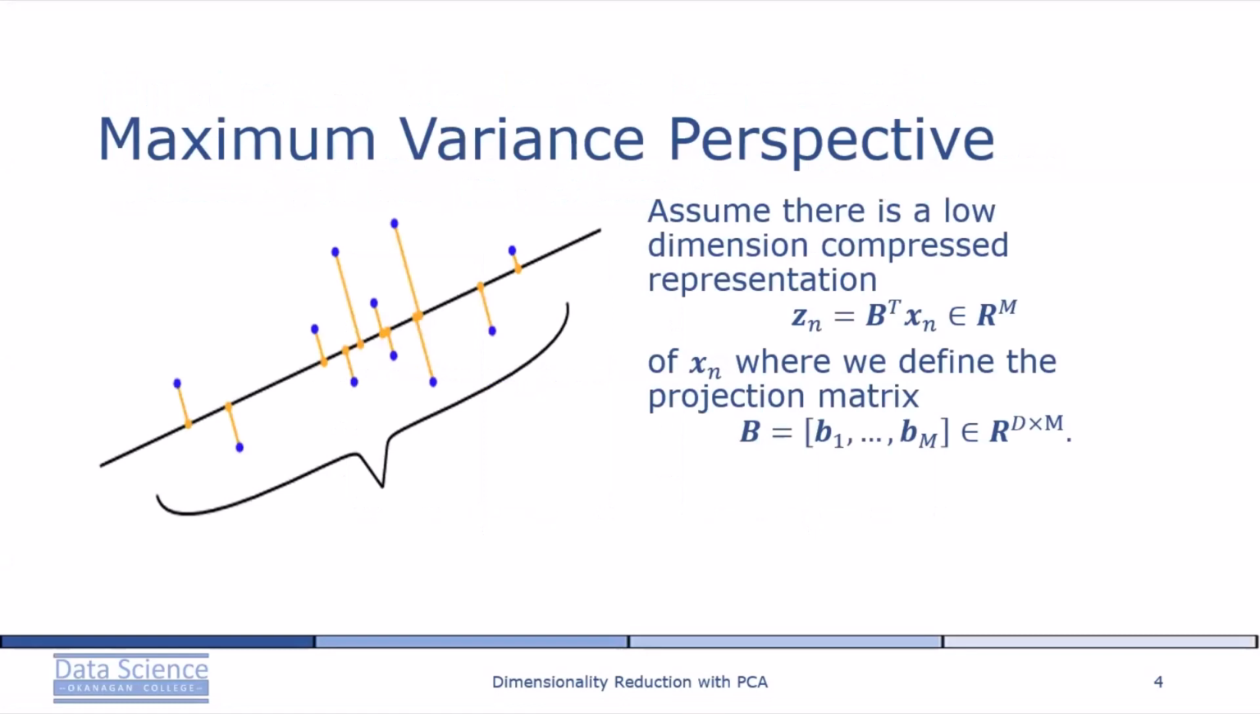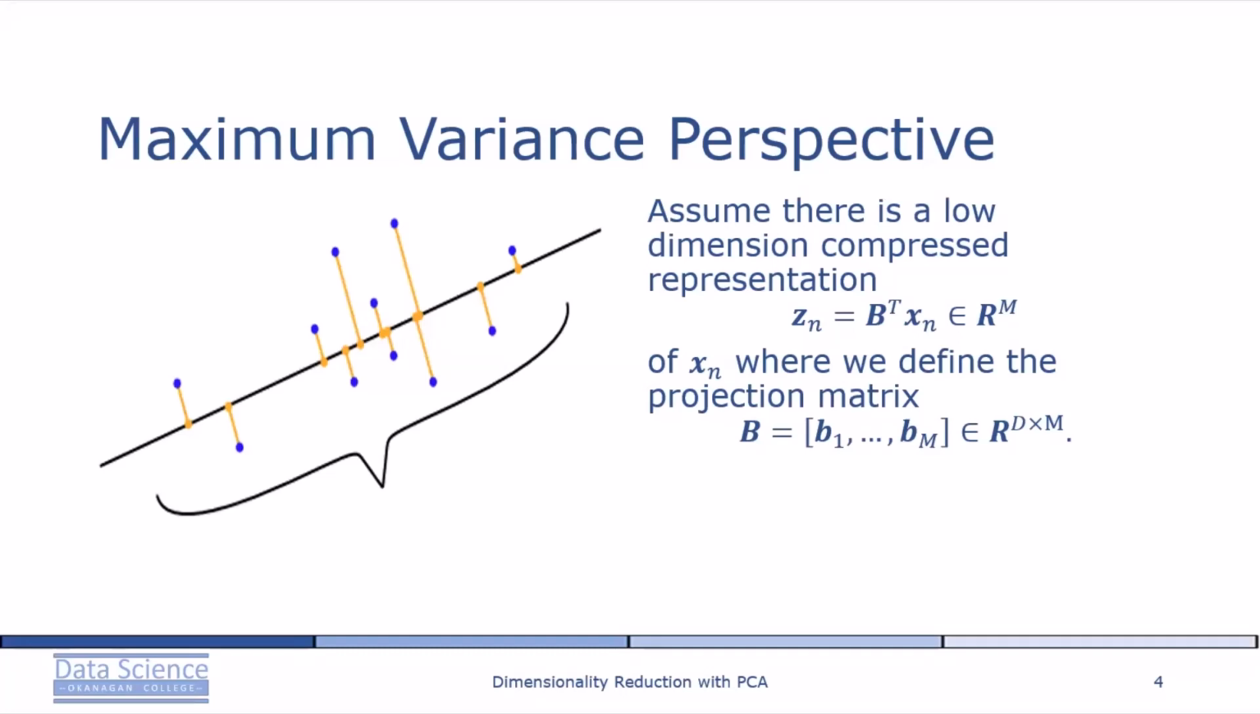We know that the variance is an indicator of the spread of the data, and we can derive principal component analysis as a dimensionality reduction algorithm that maximizes the variance in the low-dimensional representation of the data to retain as much information as possible. You can see that here in the diagram.